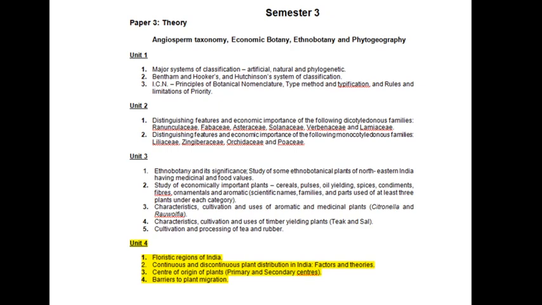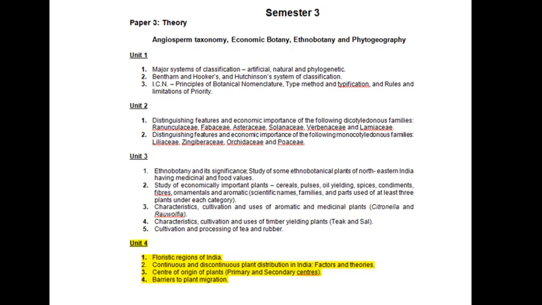There is paper 3. In semester 3 you have only one paper of theory and one more practical paper that is also numbered as paper 3 practical. Now the first 2 units are allotted to Saikedas. I think he has already started taking classes. Unit 3 is allotted to Sai SMS, and unit 4 is mine.